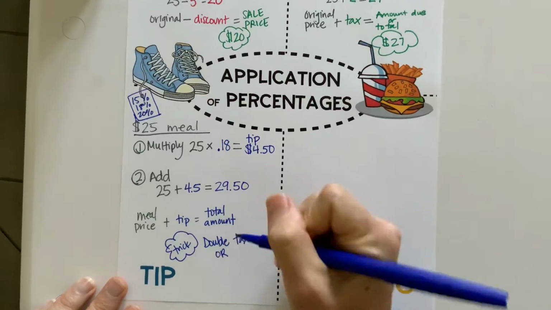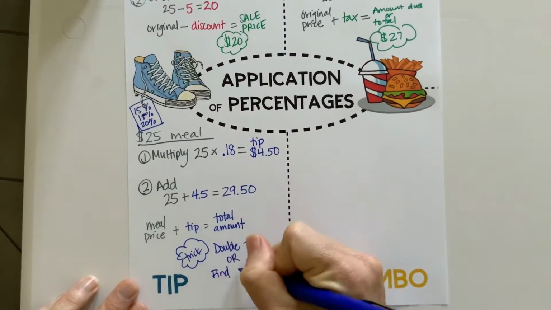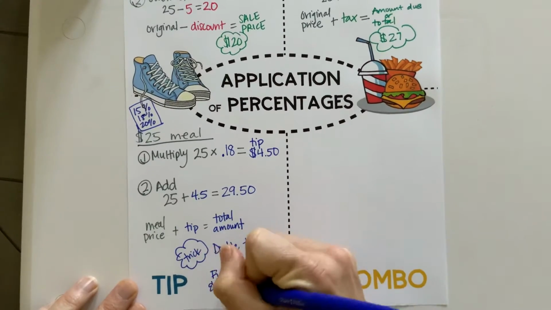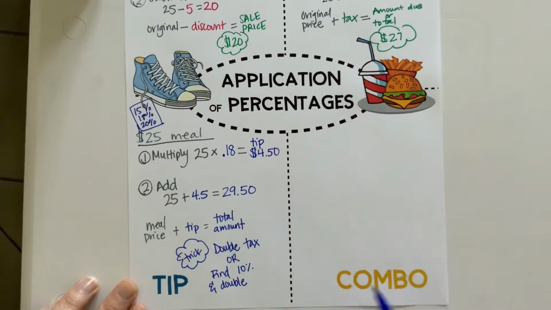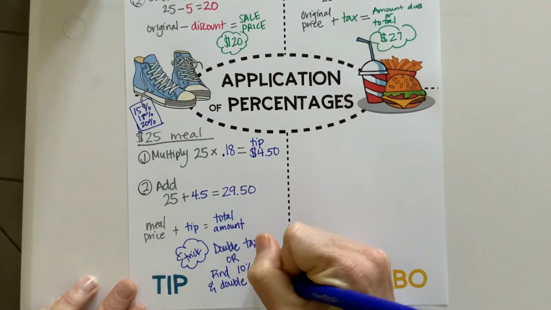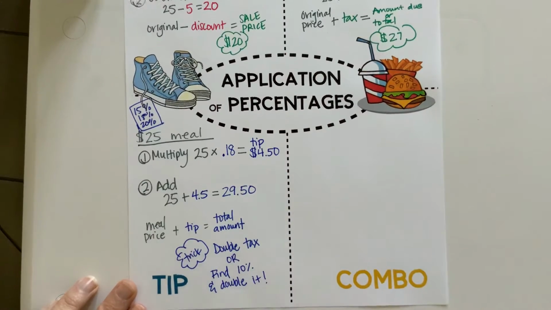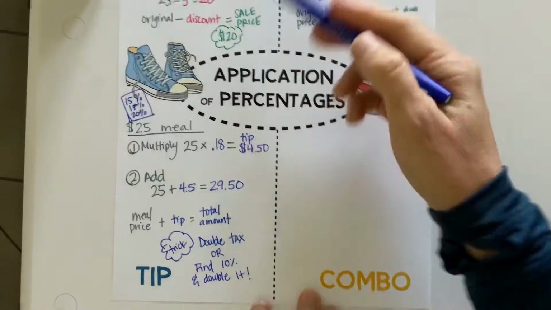Or you could take your bill and find what 10% is and then double it. Now we've gotten very familiar with finding 10% of a dollar amount, and then you would double it so that you would be giving a 20% tip. So those are two little tricks that you can do. Okay, so what do you do if you have a combination of these things?